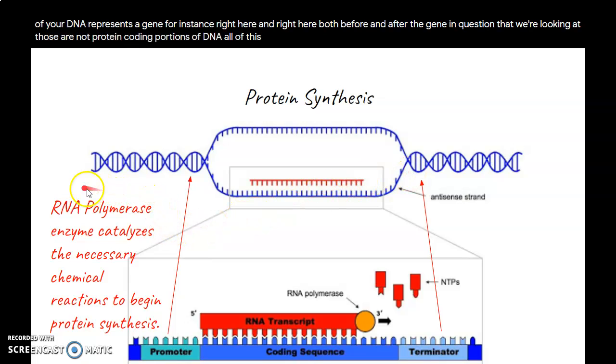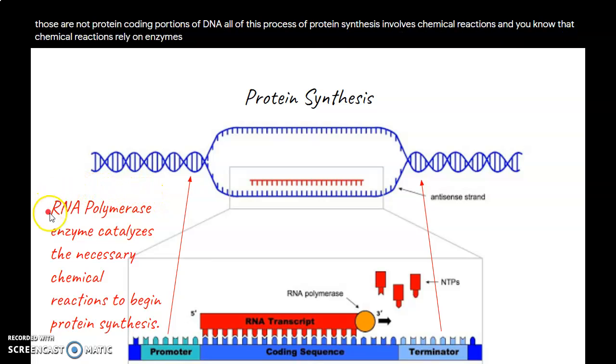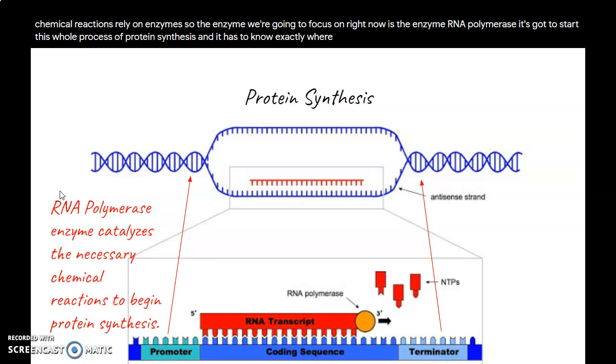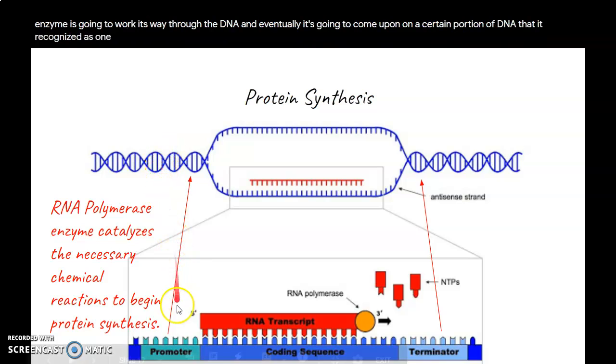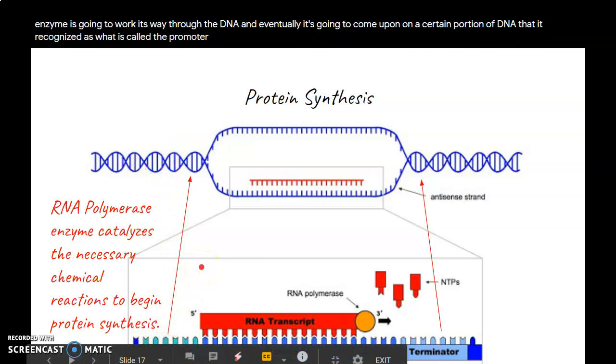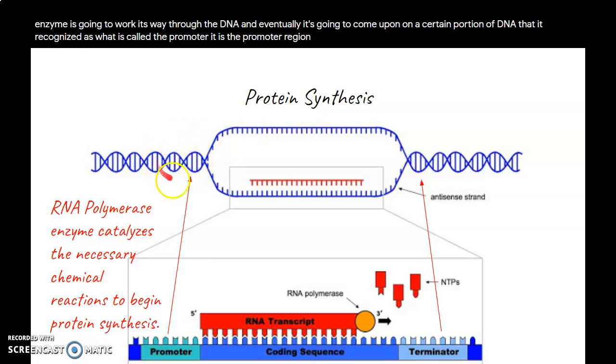All of this process of protein synthesis involves chemical reactions, and you know that chemical reactions rely on enzymes. So the enzyme we're going to focus on right now is the enzyme RNA polymerase. It's got to start this whole process of protein synthesis, and it has to know exactly where to start and also where to stop. So the RNA polymerase enzyme is going to work its way through the DNA, and eventually it's going to come upon a certain portion of DNA that it recognizes as what is called the promoter. It is the promoter region of the gene.